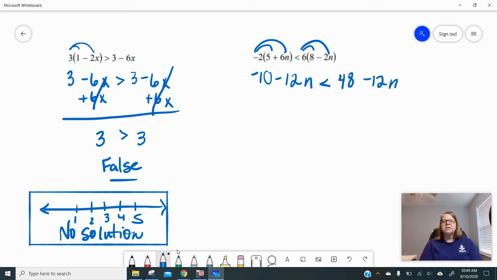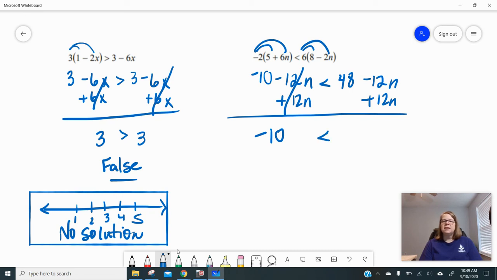All right, so now we're ready to start solving. So I'm going to do like I did before. I'm going to add my variable, move that over. I'm going to add 12n to both sides. So I've got negative 10, negative 12 plus 12, that's 0. That's why I added it, was to get rid of it. I'll bring my less than down, bring my 48 down. Negative 12 plus 12. Usually I end up with an n term over here, or an x term, whatever your variable is, but that's 0. That's gone too.